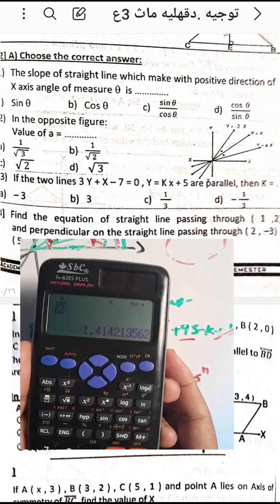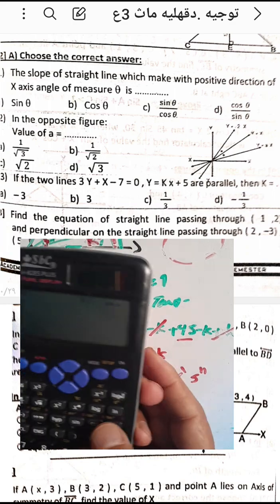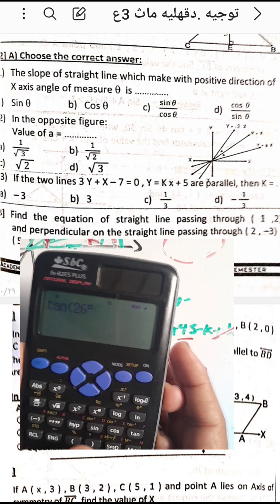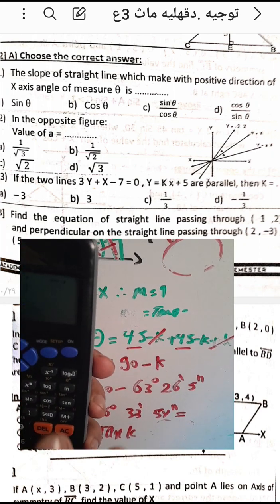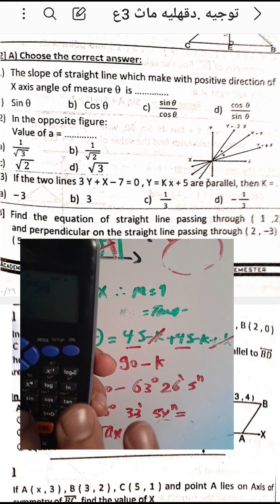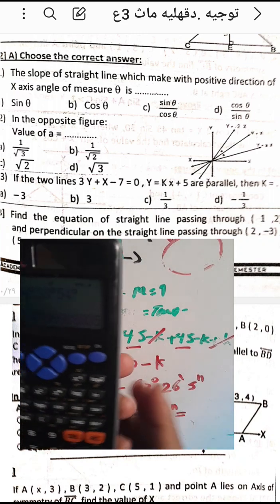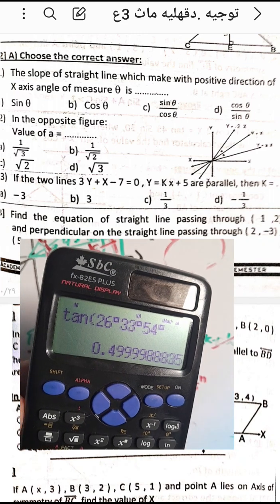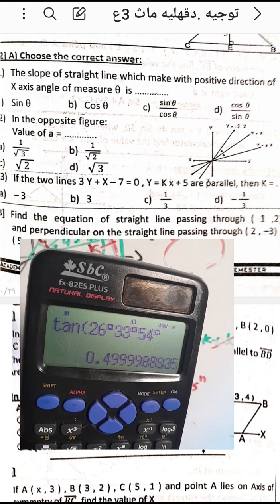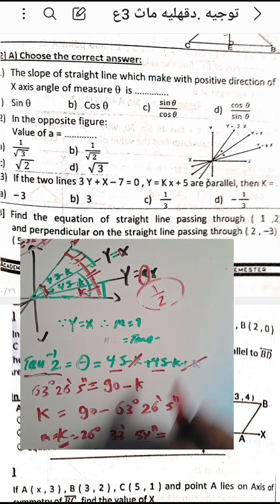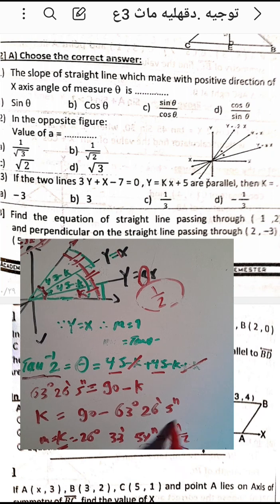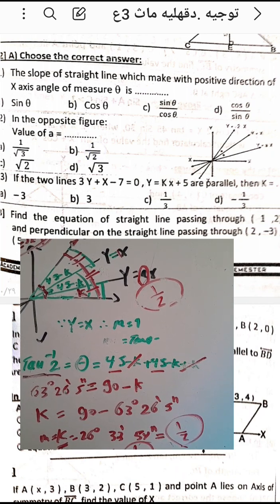1.41. Again, I will find tan of this angle. Okay, tan 76 degrees 33 minutes 54 seconds. The result will be 0.44. It's nearest to half. Then the result here will be half. Okay, half. We have here 1 over 2. Cancel this and write 1 over 2.